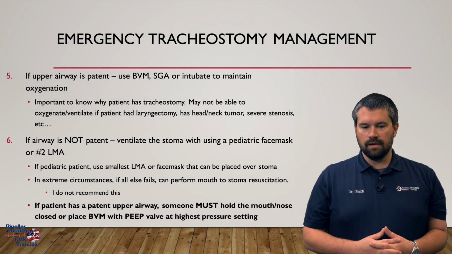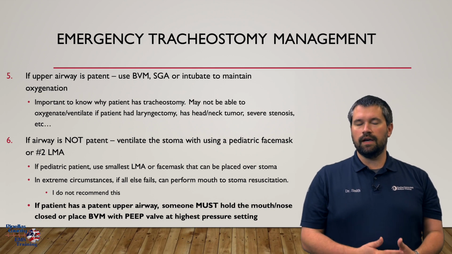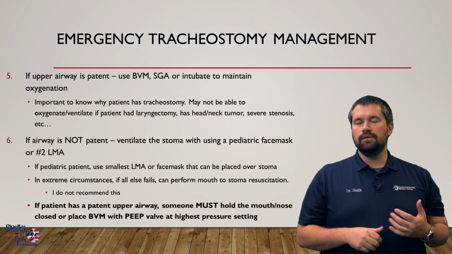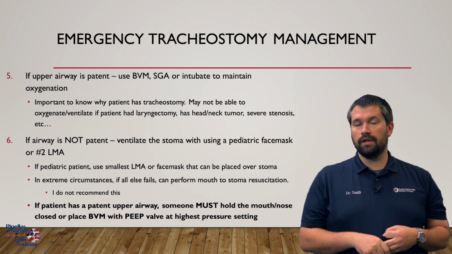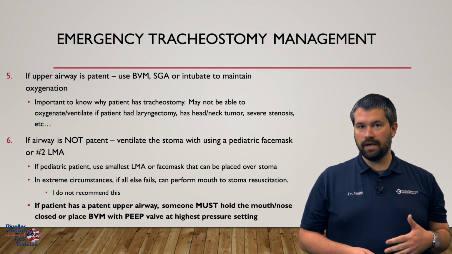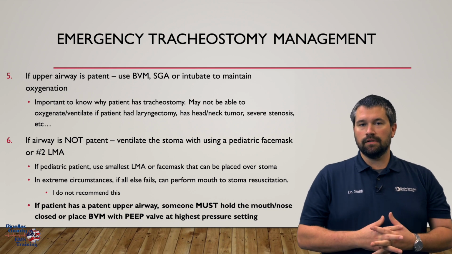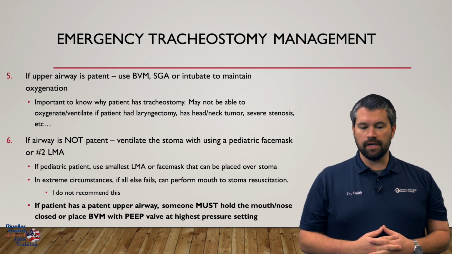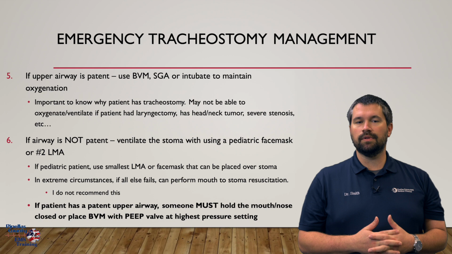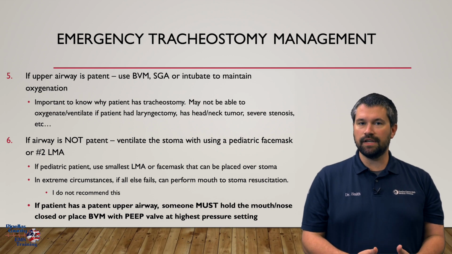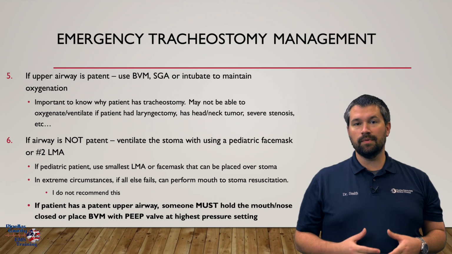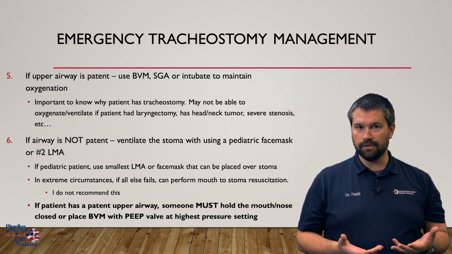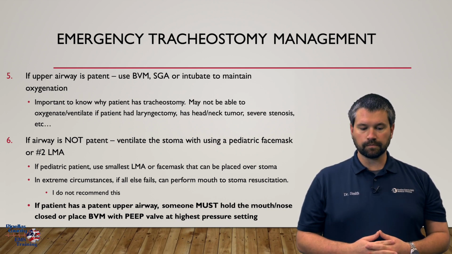Step 5 is assess the upper airway. If it is patent and you've had to take out the tracheostomy, you can use a bag valve mask, supraglottic airway, or endotracheal tube to intubate the patient. Going back to what we said earlier on the history, knowing why the patient has a tracheostomy is key. If the patient has a blind airway, such as if they've had a laryngectomy for head and neck cancer, you're not going to be able to pass any kind of tube or get air because now the entire trachea has been healed over at that level.